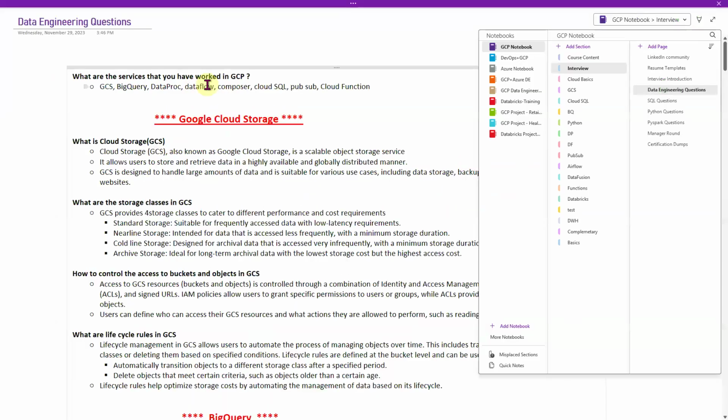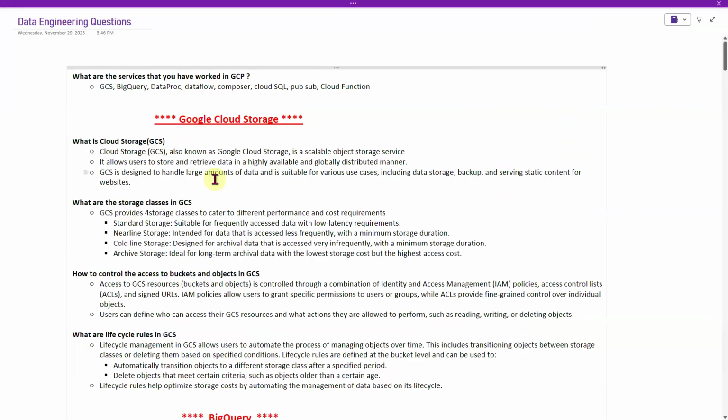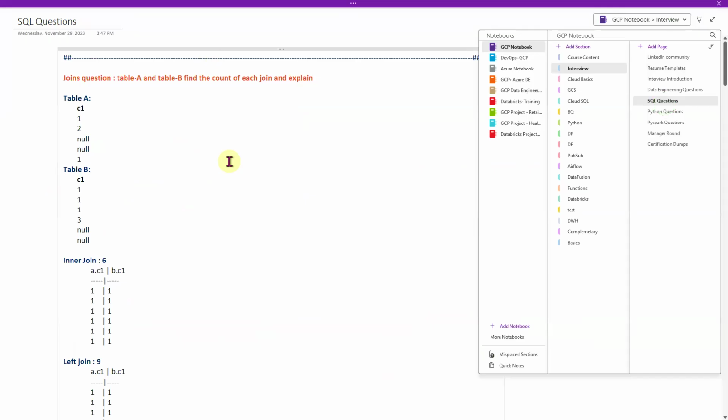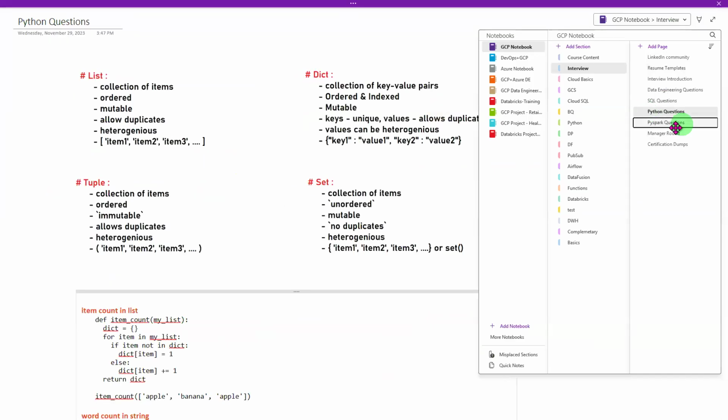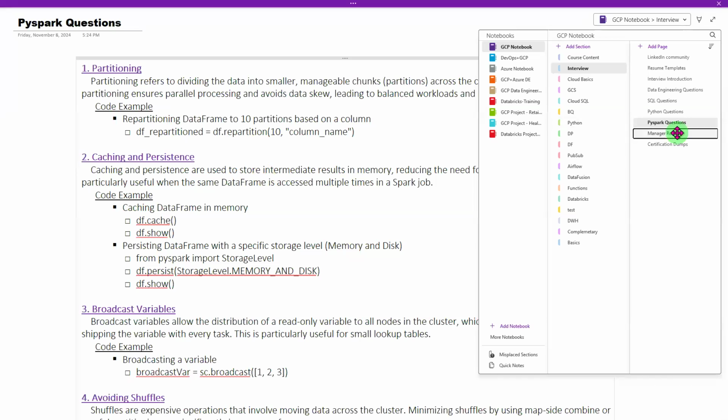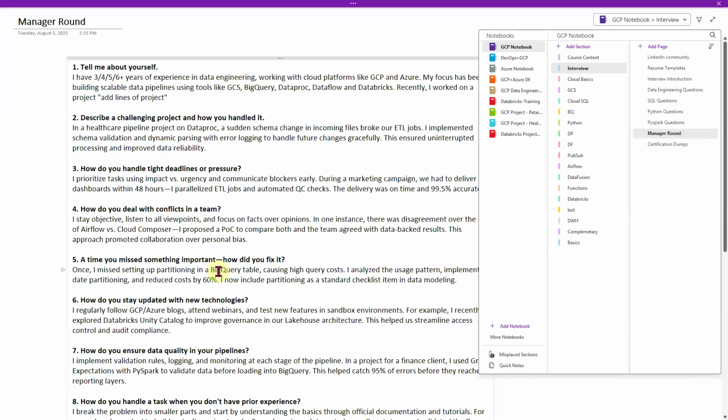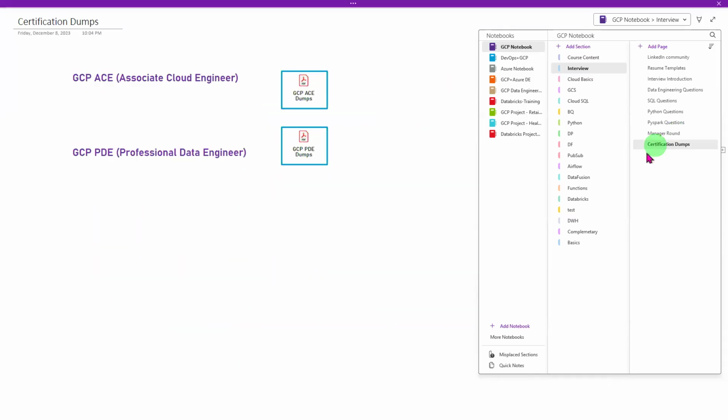Data engineering theoretical questions, commonly asked theoretical questions. These are very famous. Coding questions, Python questions, PySpark questions. If you go for a manager round, questions also, you have it here. And those who are going for a certification, you have certification dumps also here.